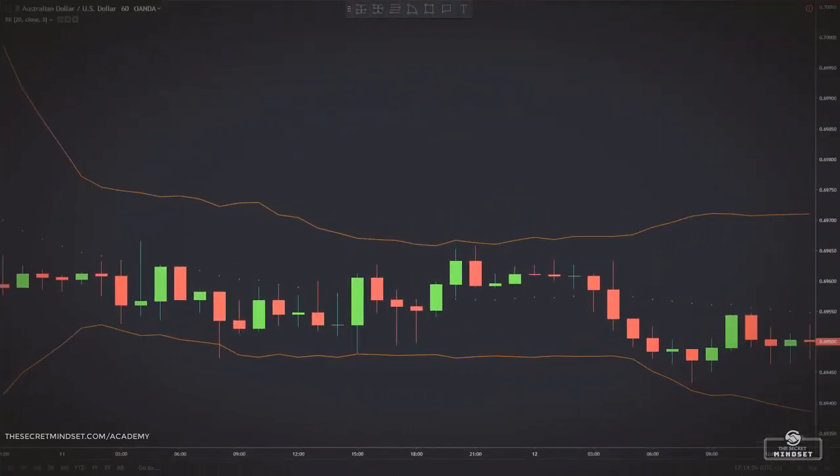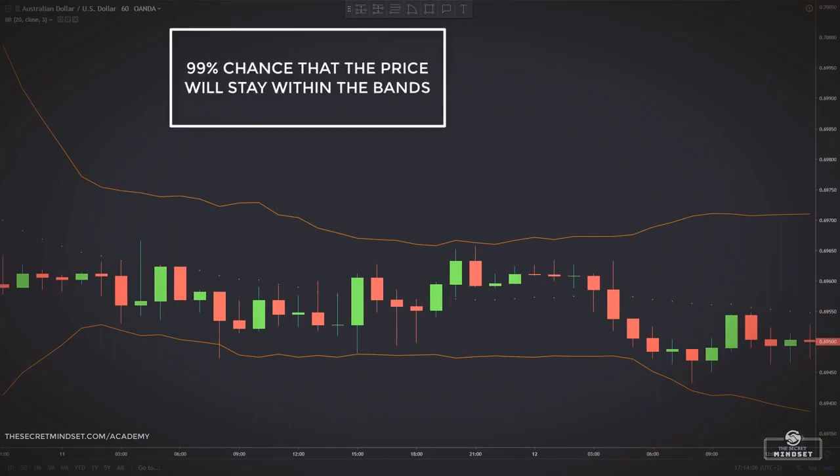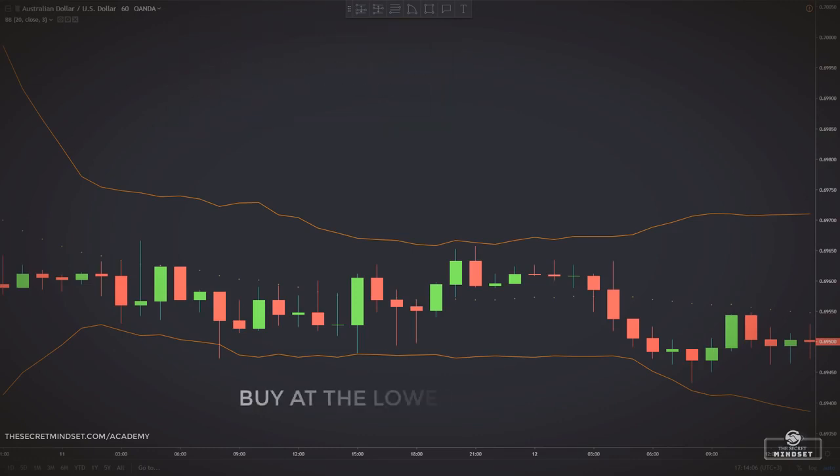Since there are greater odds that price will be contained within the Bollinger Bands instead of penetrating them, one of the surest and most common ways of trading with the bands is to buy when price is near the lower band and sell when the price is near the upper range band. But not blindly. We talked before about price action.